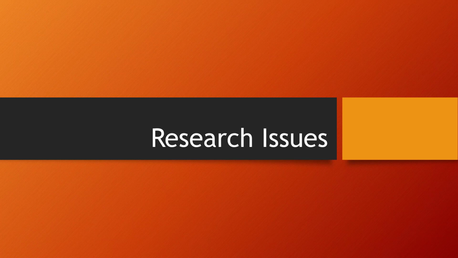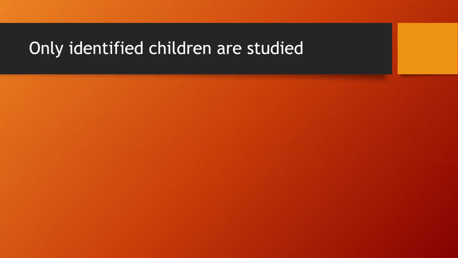Okay, so what we're going to be talking about is some things that are important or relevant, particularly for this type of research. So we're not going to be talking about some of the research issues that you see in other kinds of research areas, but actually issues that are important in child maltreatment research. One of the first issues is that in many research studies, only identified children are studied.